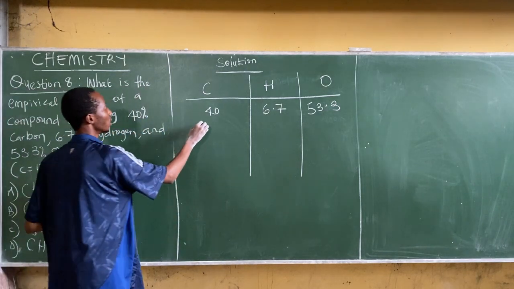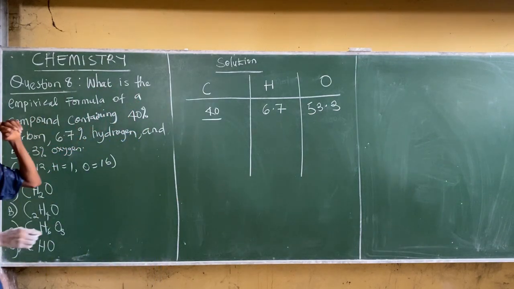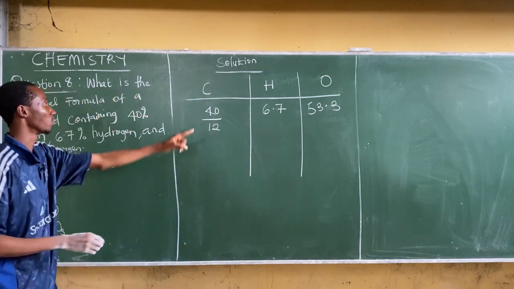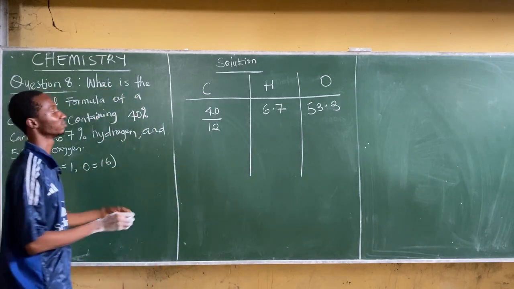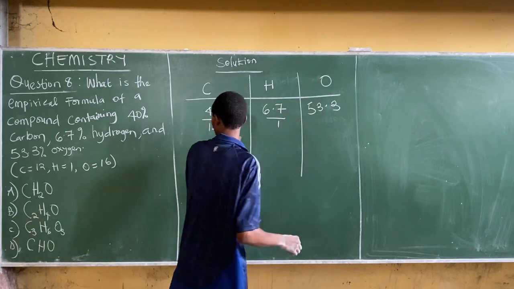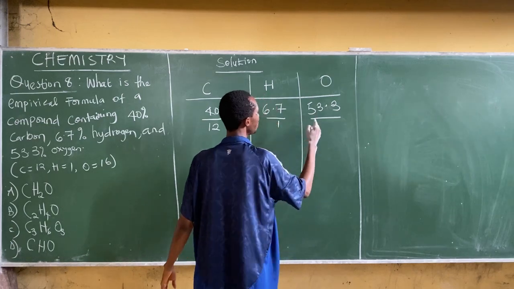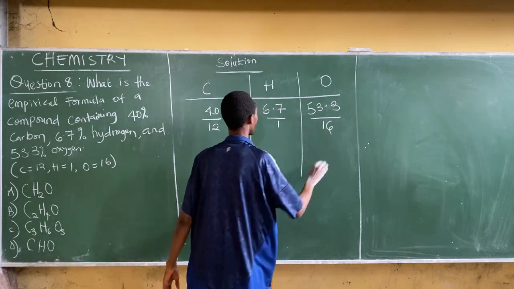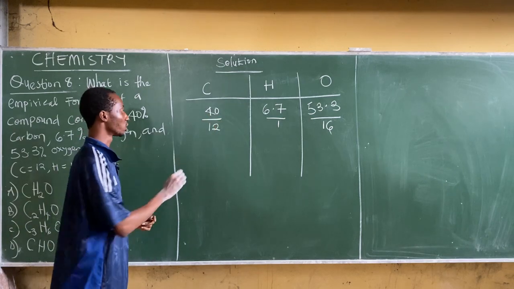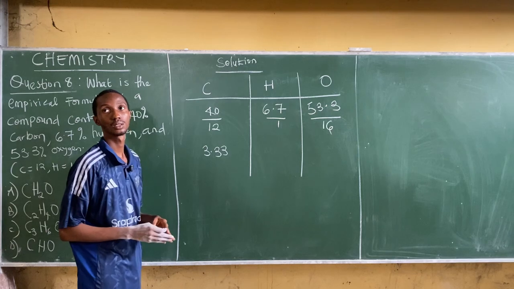For carbon, the atomic mass here is 12. You divide 40 by 12. For hydrogen, you have 1, so you divide by 1. For oxygen, you have 16. You divide 53.3 by 16. 40 divided by 12 will give you 3.33.